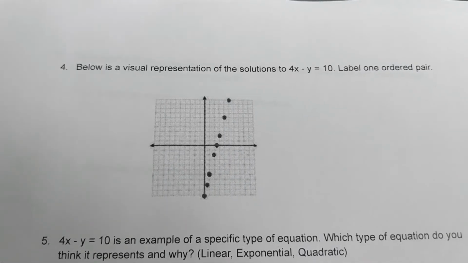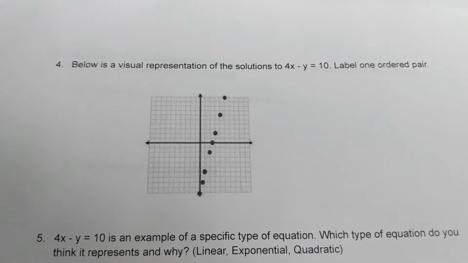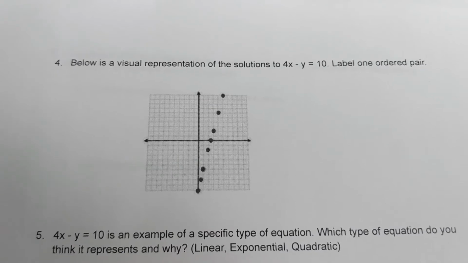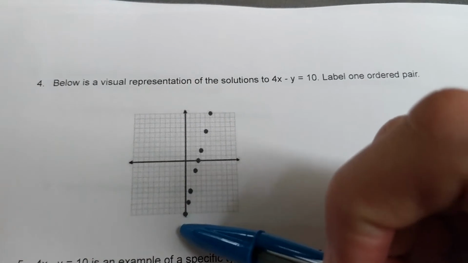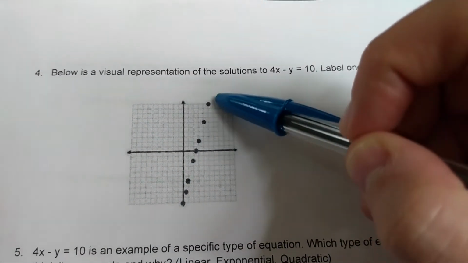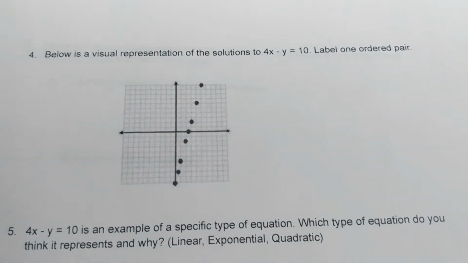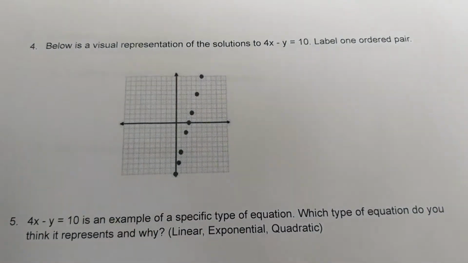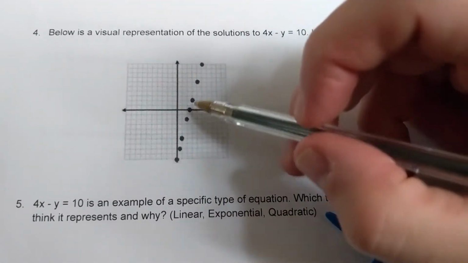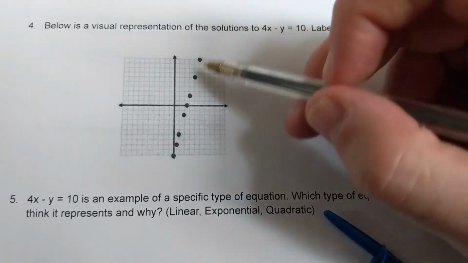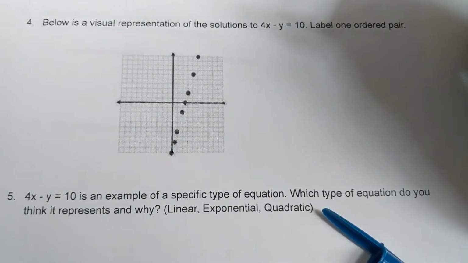If we look at number 4, it shows a visual representation of the solutions to 4x minus y equals 10. And again, if we think about that, anything that will fall on this line, if we drew a line here and continued it forever, anything that falls on that line would be a solution to that equation. So all of those dots on there right now are all solutions. If we just pick one out, we can pick any of these, and you're going to make it an ordered pair.